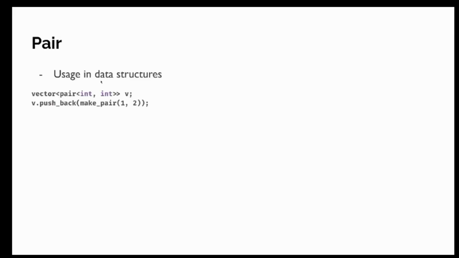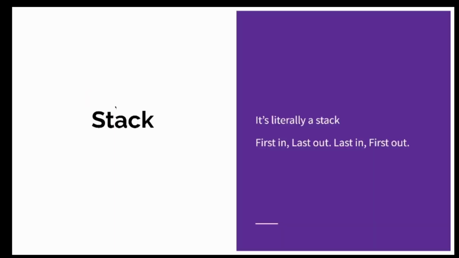Yeah, so that's why I just showed you v.push_back(make_pair). That would be for your vector. Instead of using make_pair, you could also use the curly brackets like just now. Next, stack. Okay, so what is a stack?